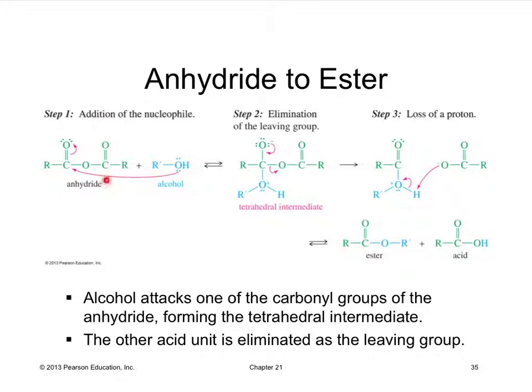Anhydrides to ester, your alcohol attacks, electrons go up, tetrahedral intermediate is formed, electrons come back, and then electrons go to form the carboxylate. Once the carboxylate's formed, you have deprotonation, generating your ester and your acid.